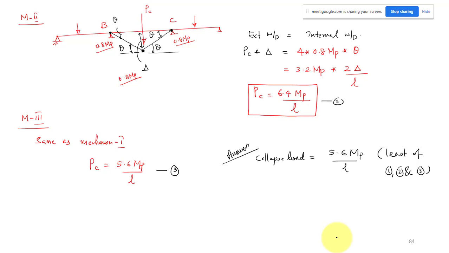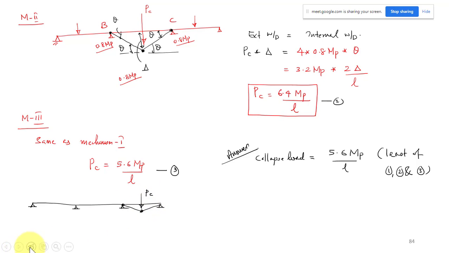Okay. So the third mechanism I did not draw. It is same, okay, same as the first one. It is like this. So first span, second span, third span. So we'll have hinge here and here. So this is my collapse load.